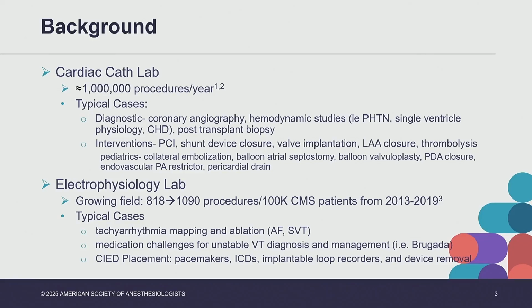And then in the EP lab, it is growing. From 2013 to 2019, the percentage of cases that were done according to CMS data went up by about 25%. And it's the usual things, AFib ablation, SVT ablations, medication challenges for diagnosing Brugada syndrome, and then a lot of device placement, whether it be a pacemaker, an ICD, a generator change, or a loop recorder.